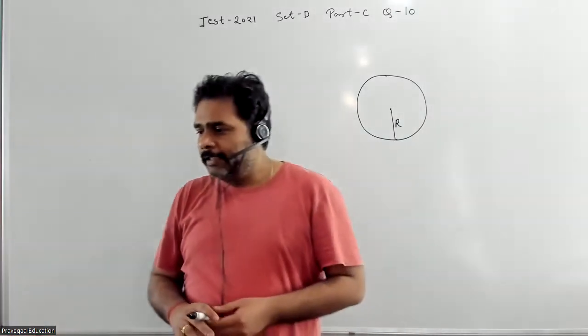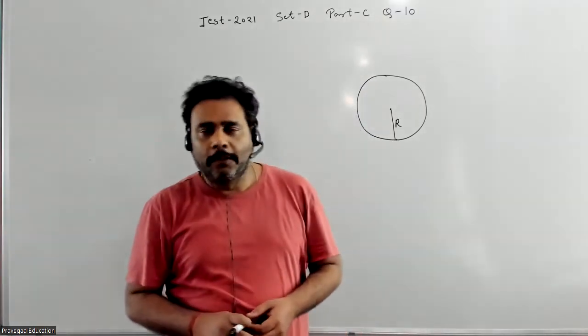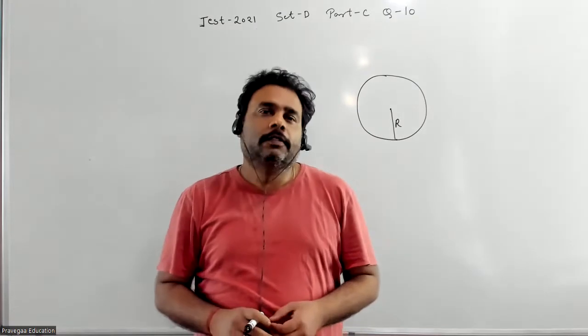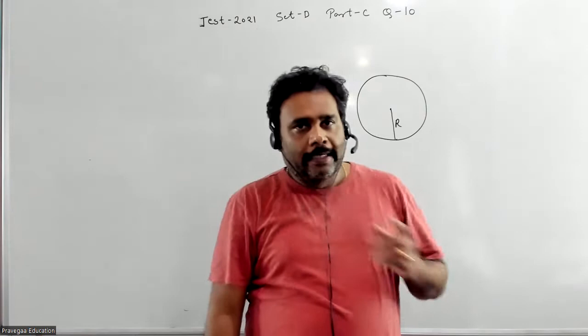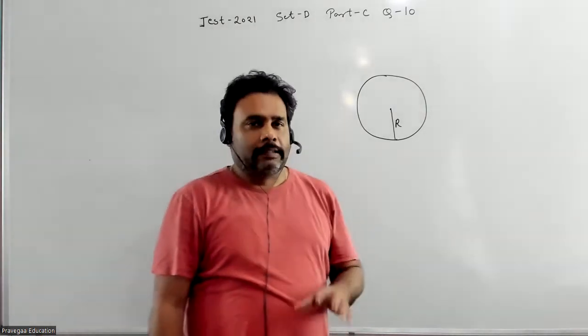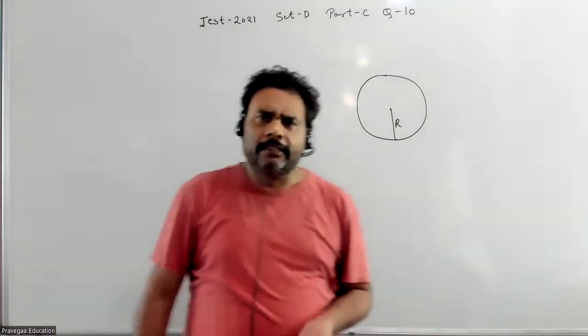Hello students. So let's try to solve one more problem from JEST 2021, and this problem belongs to the special theory of relativity, mainly the Doppler effect. It's a wonderful problem, and this problem is from part C and question number 10. And obviously the set is D set.